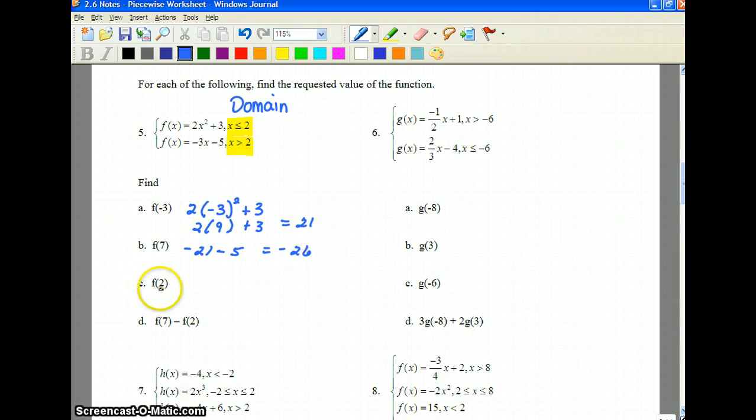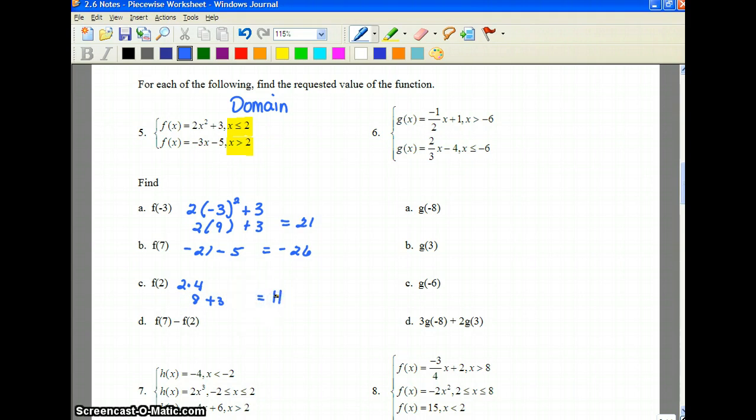Find f of 2. Well, is 2 less than or equal to 2 or greater than 2? Since it's equal to, you plug it into the top one. So square it and get 4, multiply that by 2 and get 8, and add 3 and get 11.